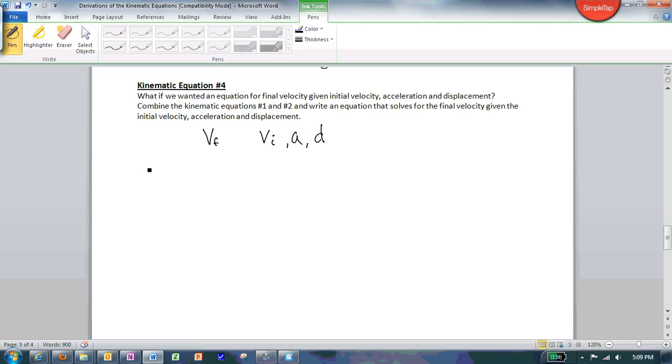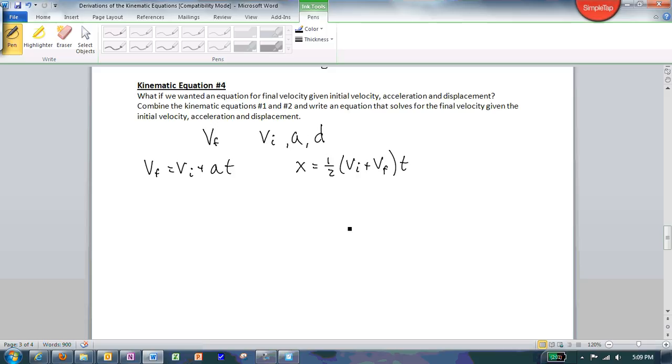So let's go back to writing down the first and the second kinematic equation. First kinematic equation is this. Second kinematic equation is this. Now, something you'll notice is that in the variables that we want, time is not there. However, time is in both of these equations. So to have an equation with these four variables in it, we need to eliminate time.